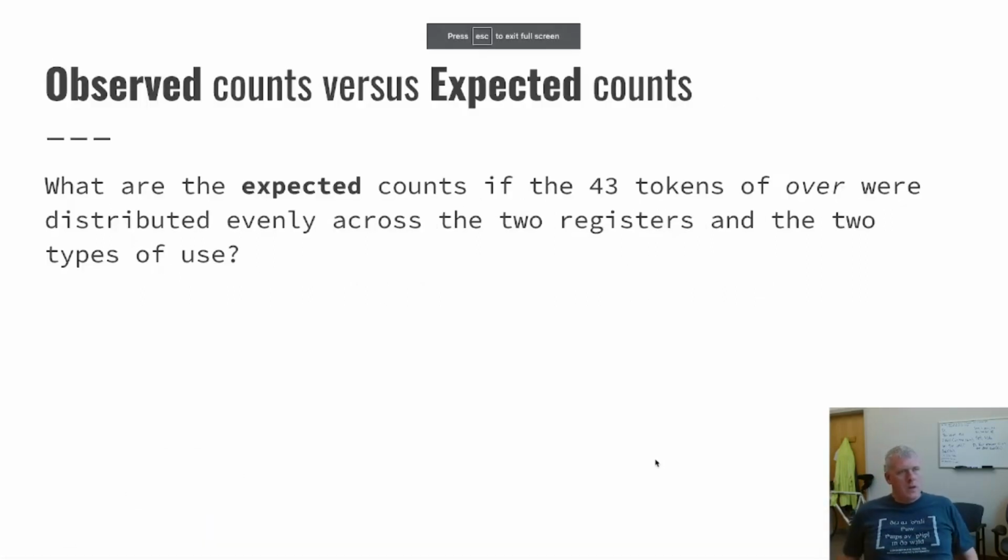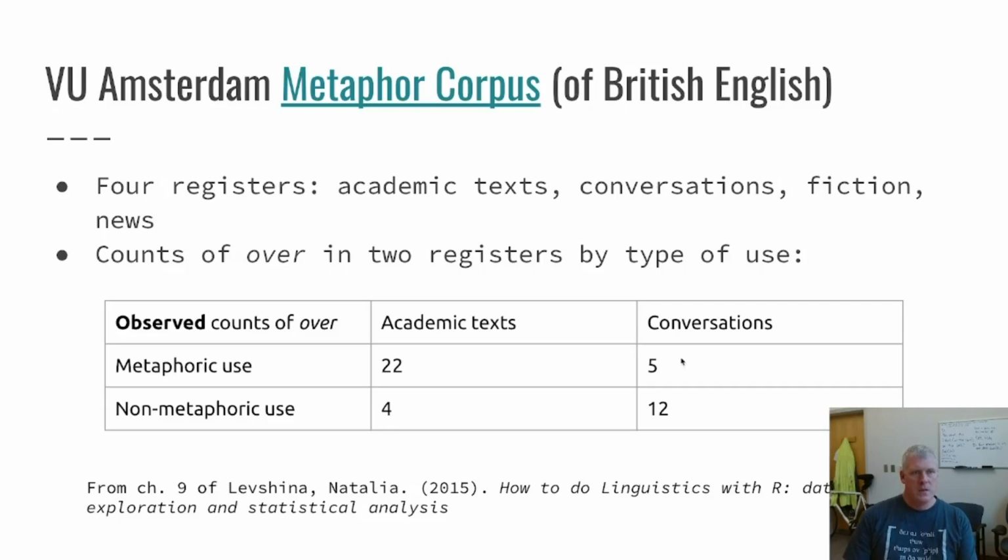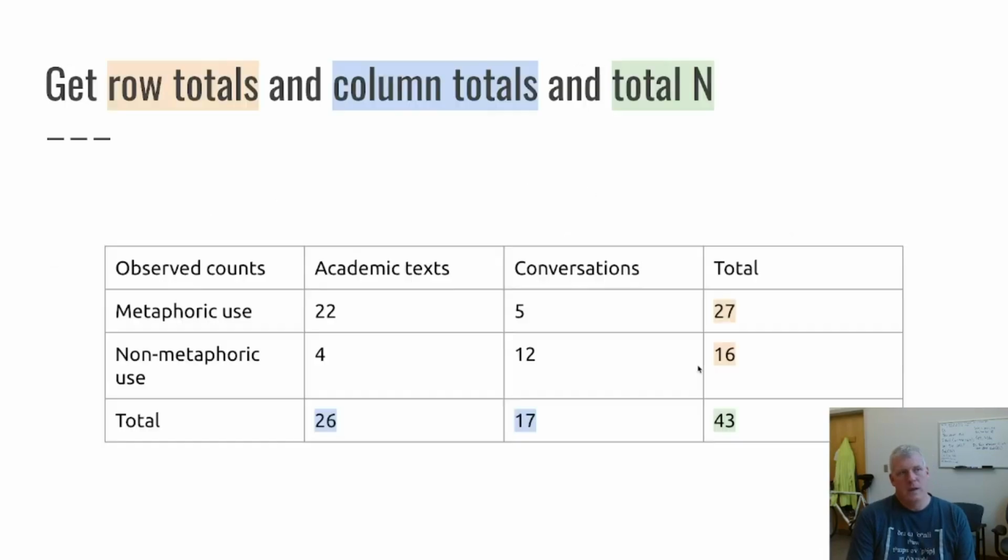So we have to ask the question. We have to talk about observed counts versus expected counts. What are the expected counts if the 43 tokens of over were distributed evenly across the 2 registers and the 2 types of use? Let's just back up to the previous slide real quick. So the sum of these 4 numbers in this table is 43. And so we have to say, okay, what would be the expected count if those 43 tokens were distributed all normally? The way you get that is you take the row totals and the column totals and the total n, which is 43, like I just mentioned. Okay, and we do a little bit of math. The math is not hard. We'll look at it here in a second.